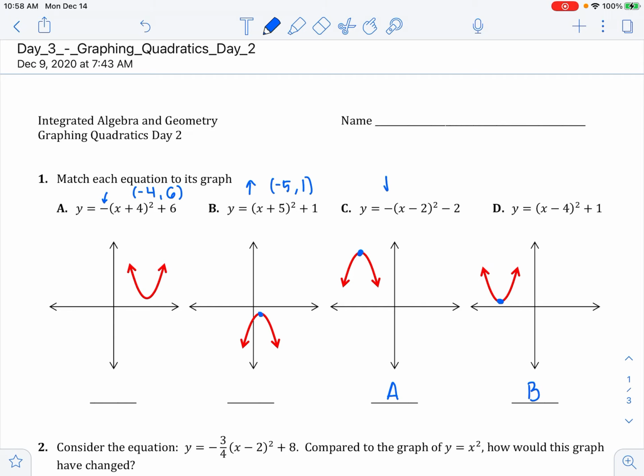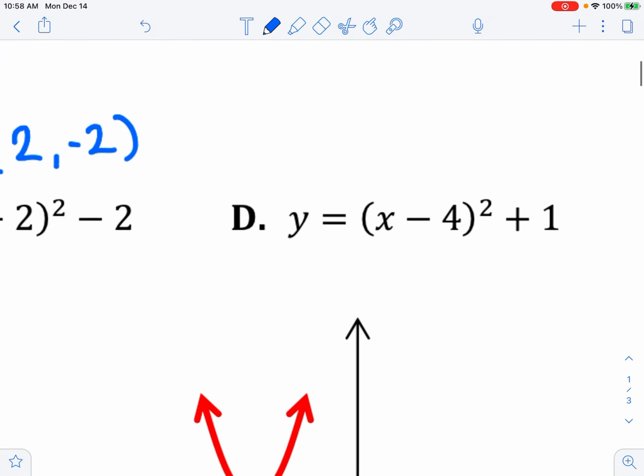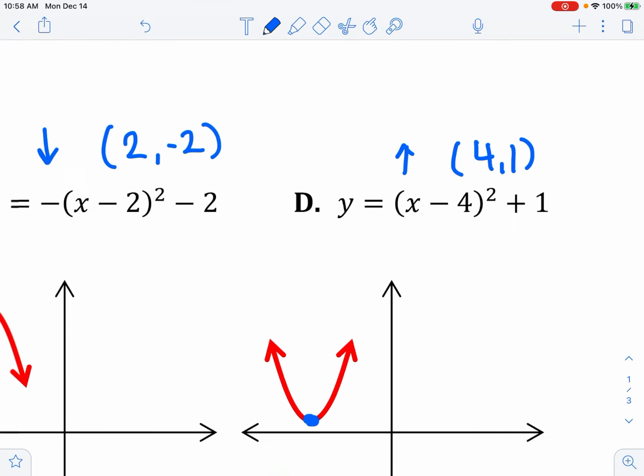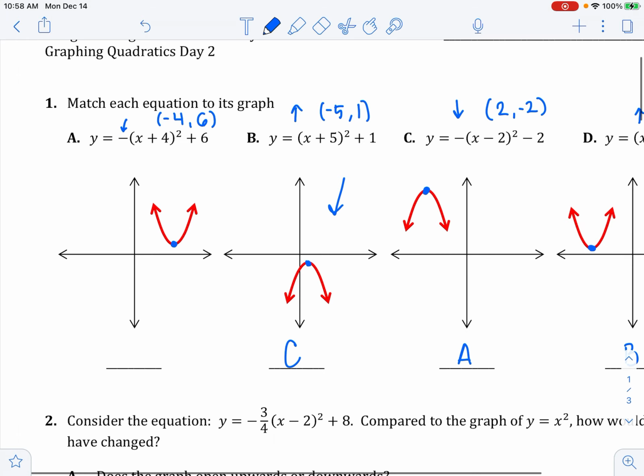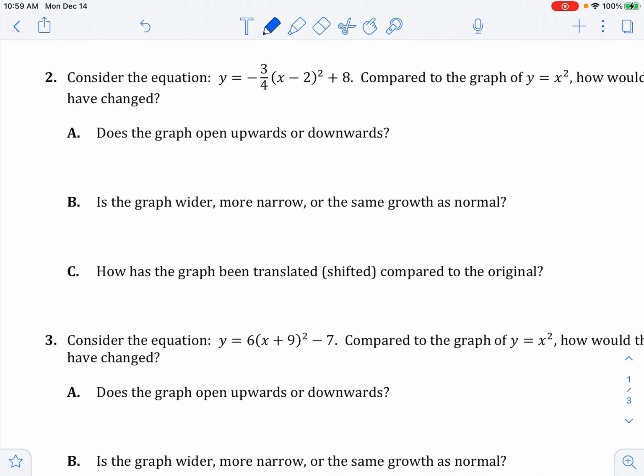All right, next one, I'm looking for a downward. It is to the right 2 and down 2. So B is downward, and it's also right and down. Sorry, not B, this second graph is. That's C. And then obviously by process of elimination, I know what the last one is, but just to double check, it's upward facing, the vertex is 4, 1, so it has to be right and up. Right and up, so this is D. D, C, A, B.